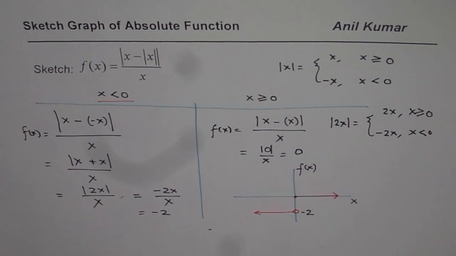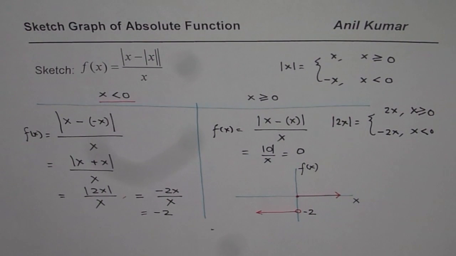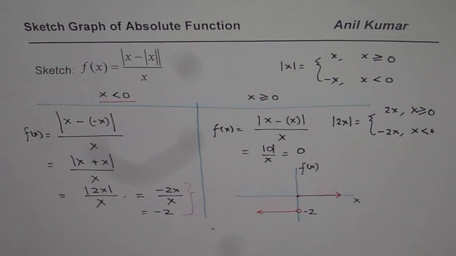So as you can see, this function is never greater than 0, right? Either it is equal to 0 or it is equal to minus 2 as shown here, and that is the sketch for the given function. I'd like you to go through this video once again and understand especially this portion. That is critical to get the right answer.